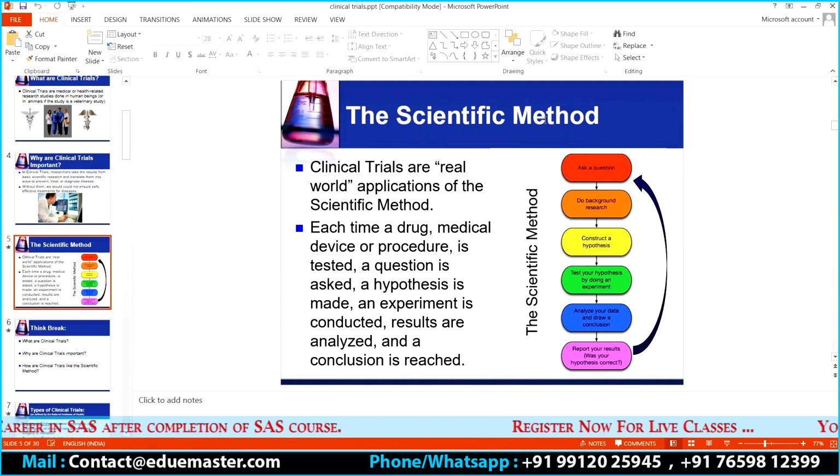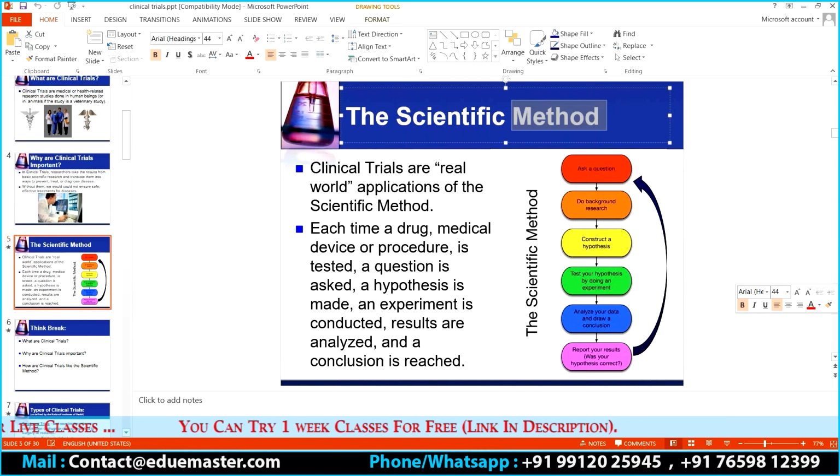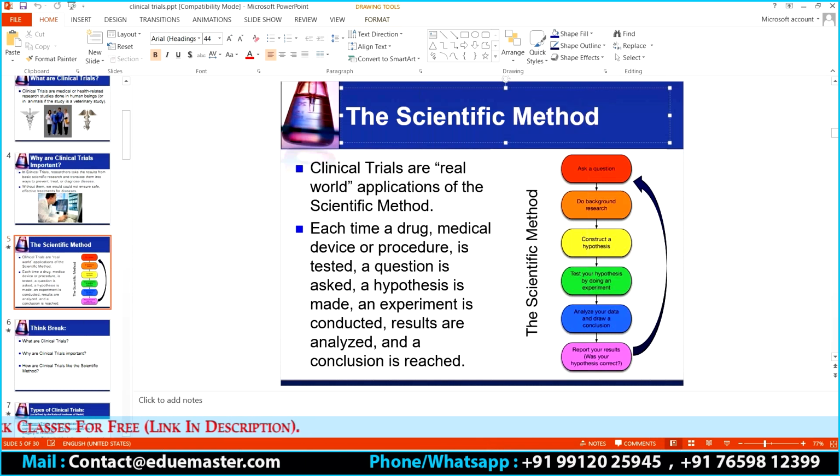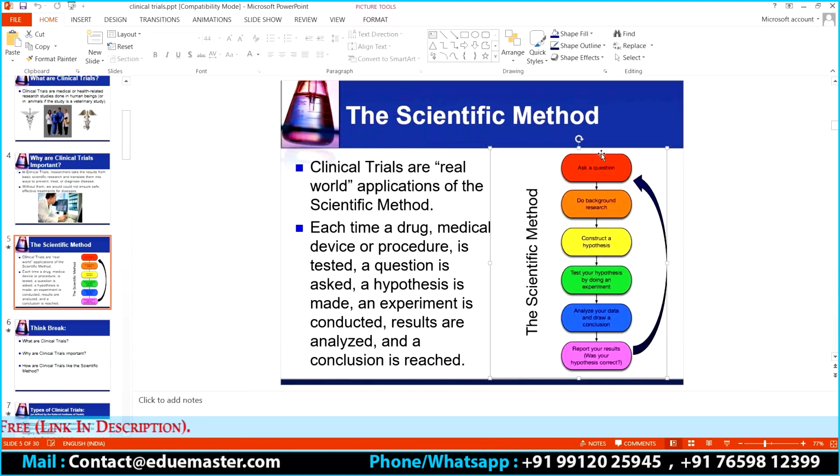Then we come up with a question called, what is the scientific method? Scientific method is all about whenever I give a drug or equipment to you, you are going to test it, you raise a question, you make a hypothesis, get the new test done, get your results, finally analyze it. This is what we are doing here. Any questions? What is called the scientific method?